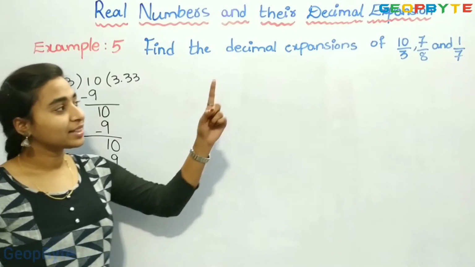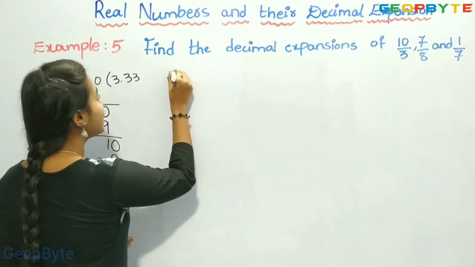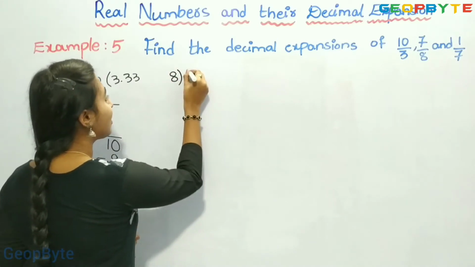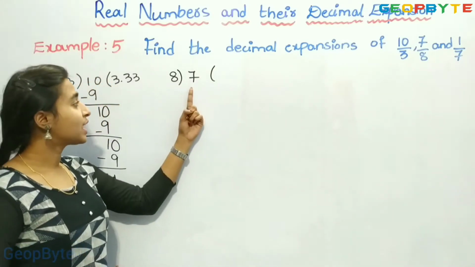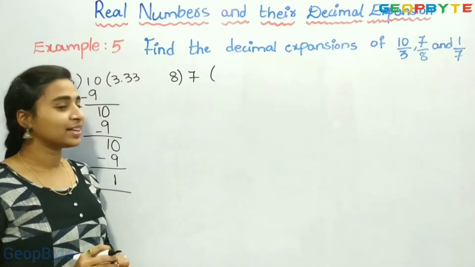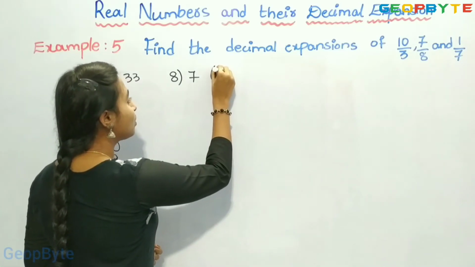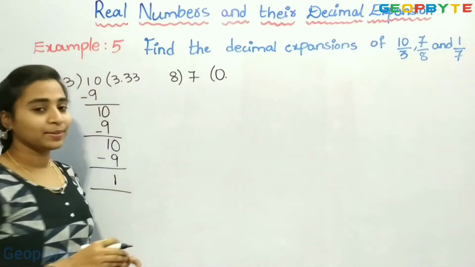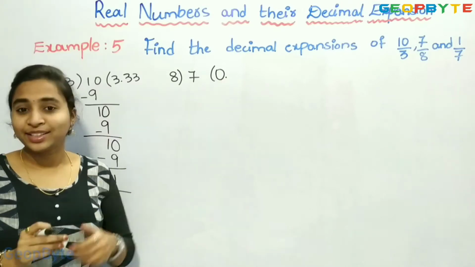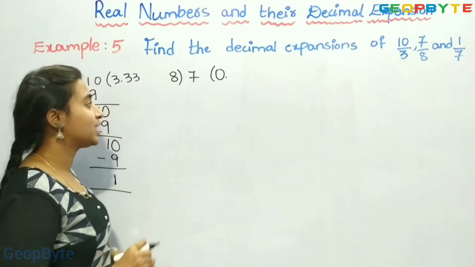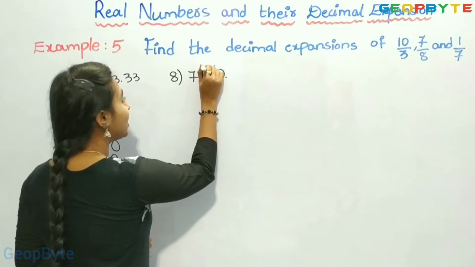Now let us see the next one, which is 7 by 8. Here 8 is divisor and 7 is dividend. If you see, 7 is smaller than 8. So it is not divisible by 8. So let us take a 0 and put a point. Because we don't have any number, we can't put directly the point. So I have taken 0 and kept a point. Now I can write a 0 here.